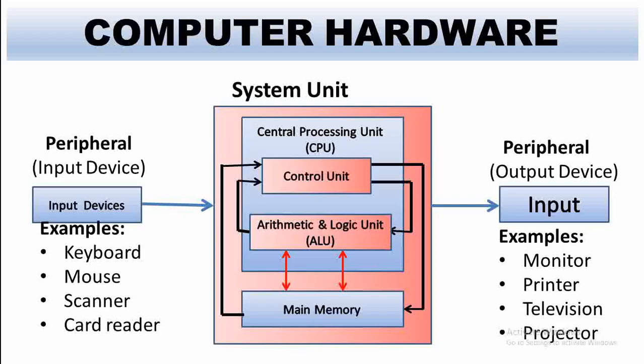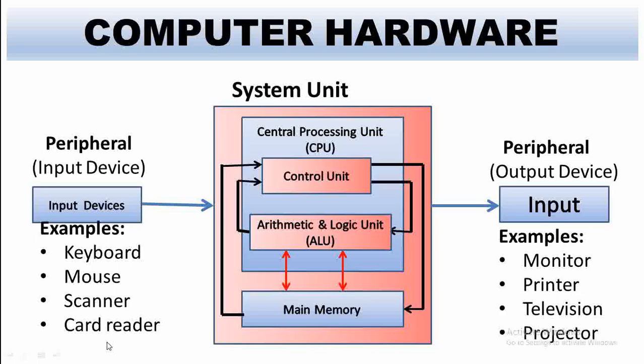In summary, this is the summarized structure of the computer hardware. You can see the system unit in the middle. We have input devices at the left side, and the output devices at the other side, with examples of them. Input devices: the keyboard, mouse, scanner. If we want to scan a document or a picture into the computer system, the scanner is used. They are all input devices, including the card reader that we use to read codes.